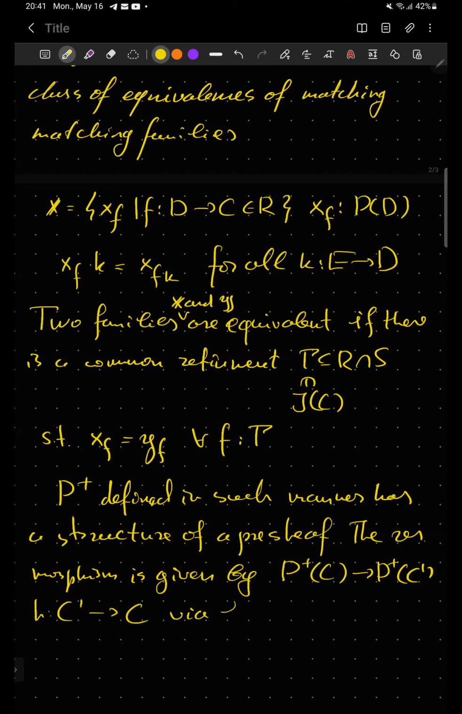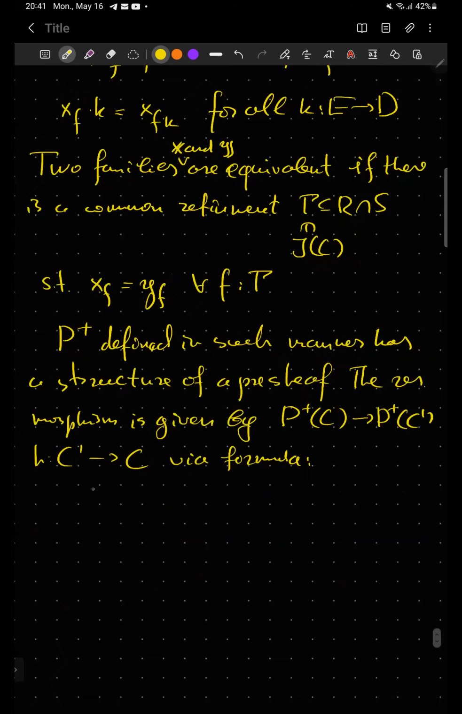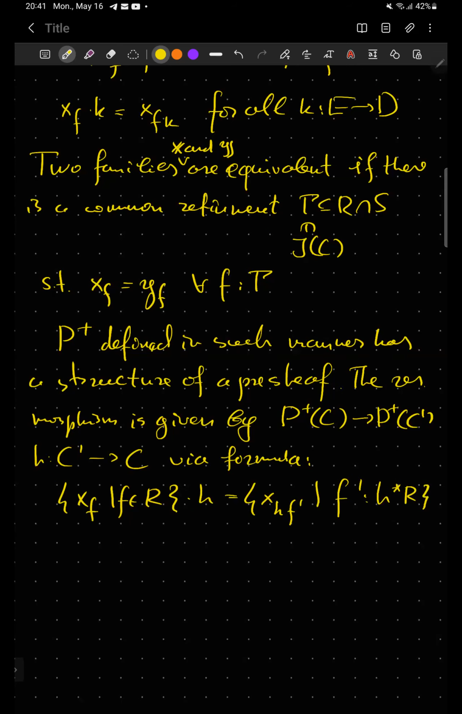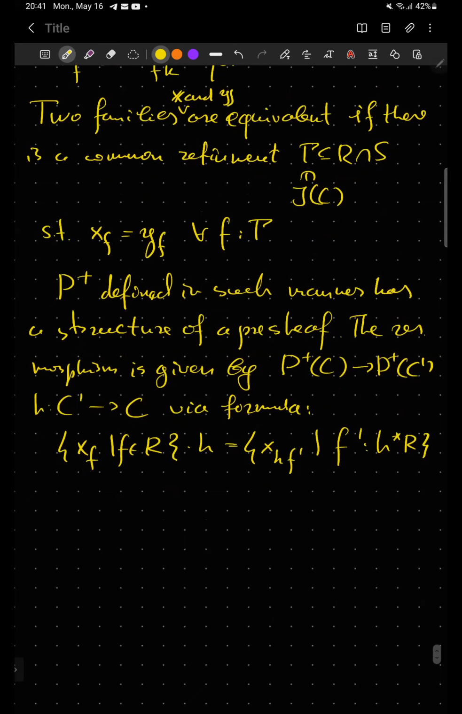We have a formula of the following form. We have an element which is represented by this family, this matching family. Then we just map them to a family which is defined like this. So this is a well-defined map on equivalence classes of such matching families.